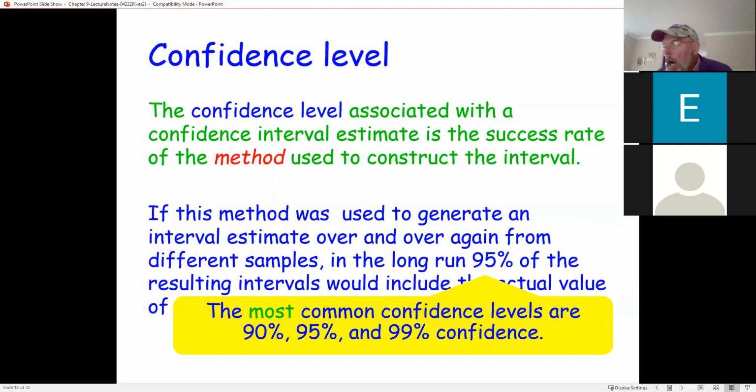Some of the most common confidence levels are 90%, 95%, and 99%. These are called the confidence levels.